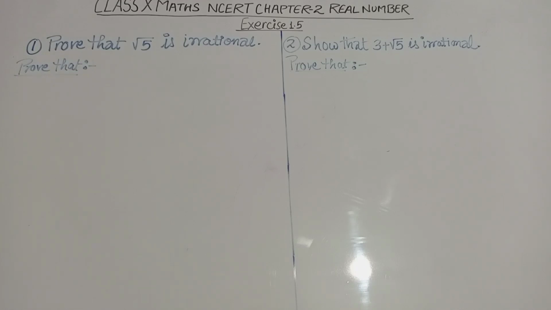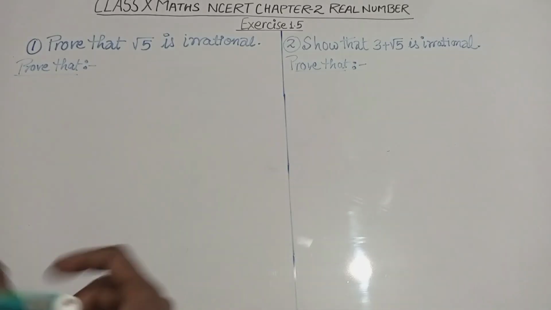There it was root 2 and 2 is prime. Here it is root 5 and 5 is prime. Now follow these steps which we have done in the previous video. By using the contradiction method, we say let root 5 be rational, and after that, using some steps, we show that root 5 can never be rational, and if it is never rational, it means it is irrational. So root 5 is irrational.